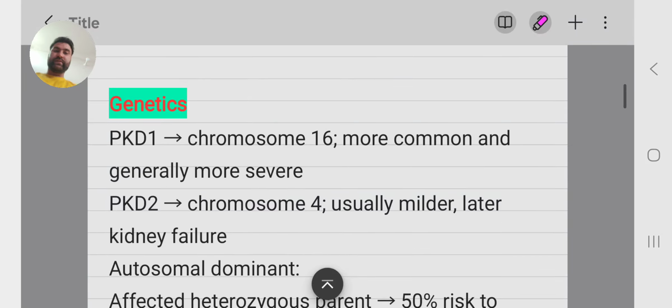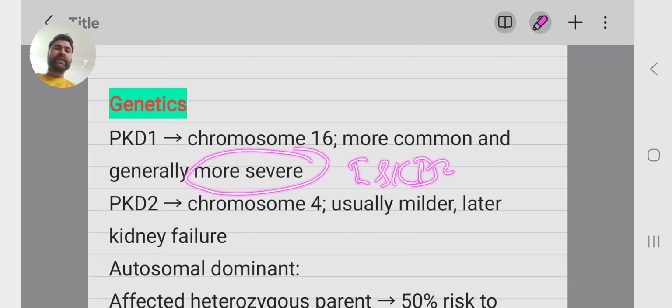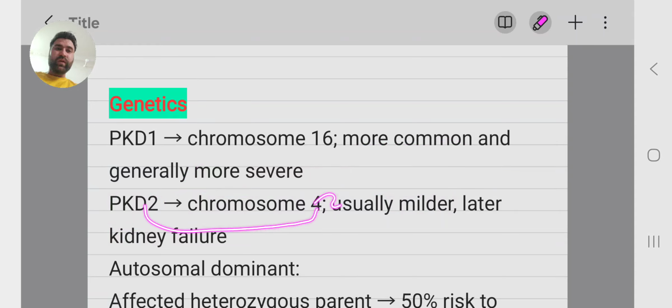Now we will discuss genetics. Actually, there is a gene known as PKD1 that is present on chromosome number 16, and it is more common and more severe, presents earlier. At the age of 40 to 50, the patient develops end-stage kidney disease. While PKD2, or polycystic kidney disease 2, is present on chromosome number 4 and it is usually mild, and it develops kidney failure but at the age of more than 70.